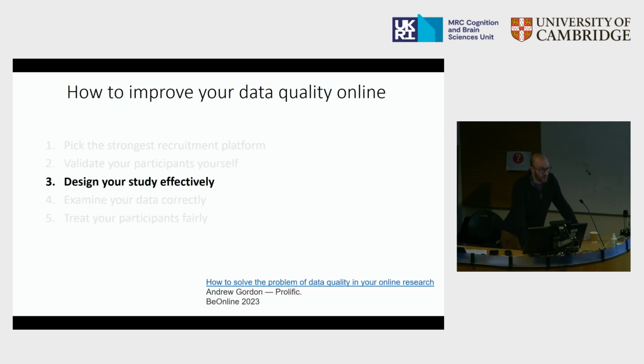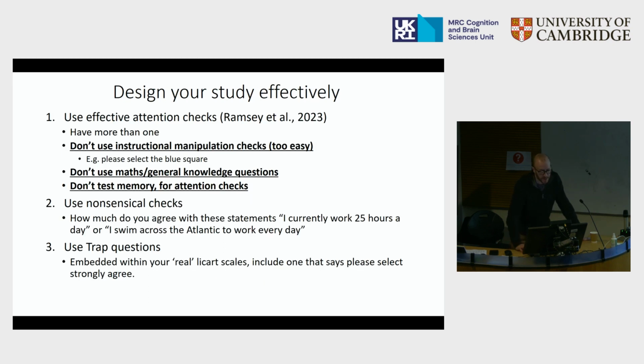Now, the main body of this one, as you might imagine, is design your study effectively. So here are some points that Andrew outlined based on his experience. Use effective attention checks. Have more than one if your trial allows, because not one measure of attention is necessarily going to make sure that people are continuing to pay attention throughout your whole experiment. So use more than one, and different ones if possible.